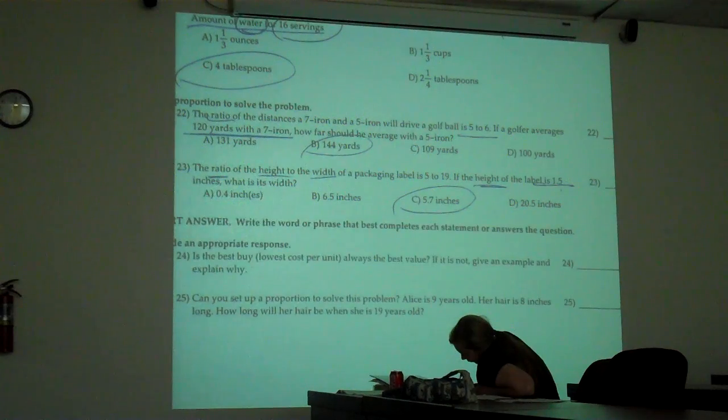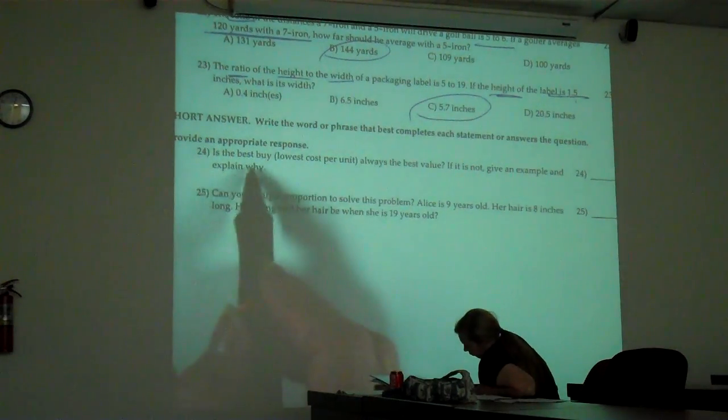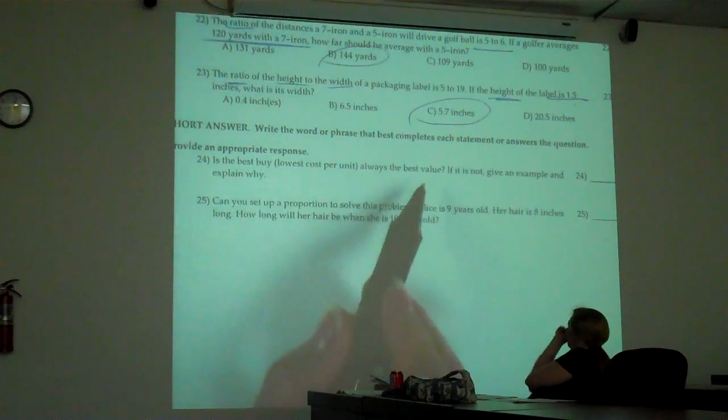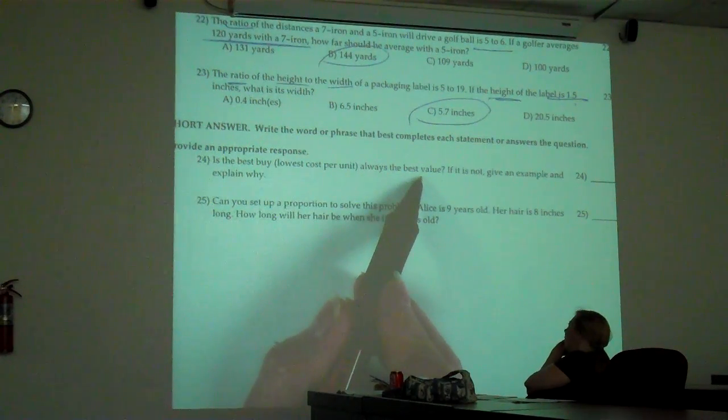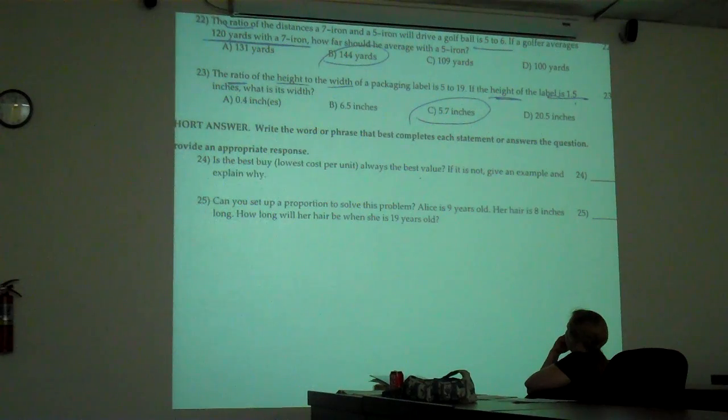Okay, 24. Provide an appropriate response. Is the lowest cost per unit always the best value? If it's cheaper, is it always a better value? No. And if it's not always a better value, give an example and explain why. So somebody tell me why something cheaper may not be the better value.